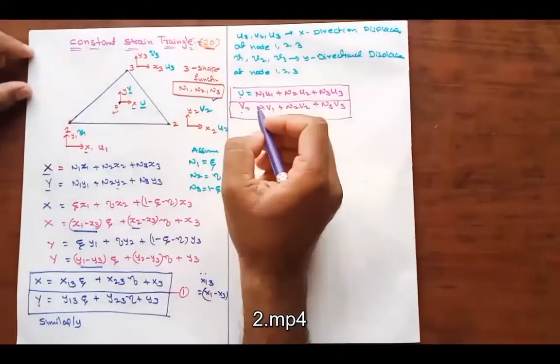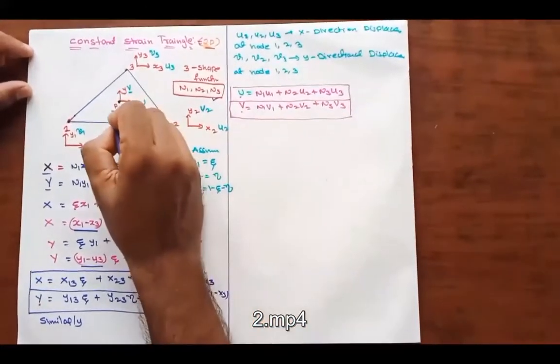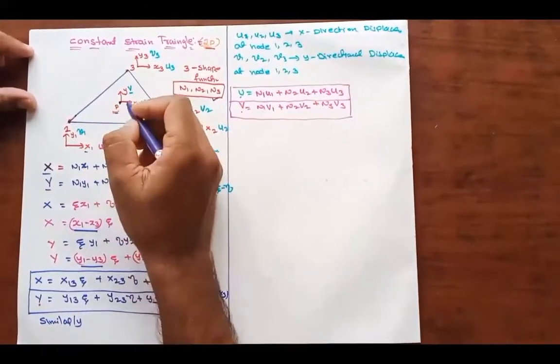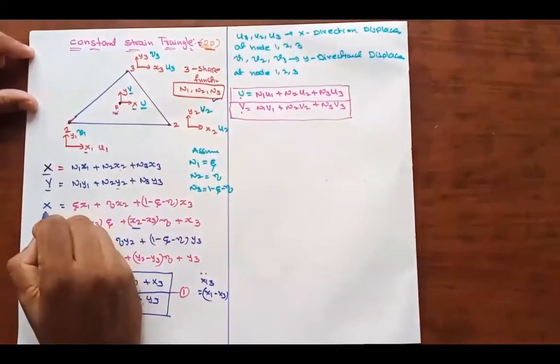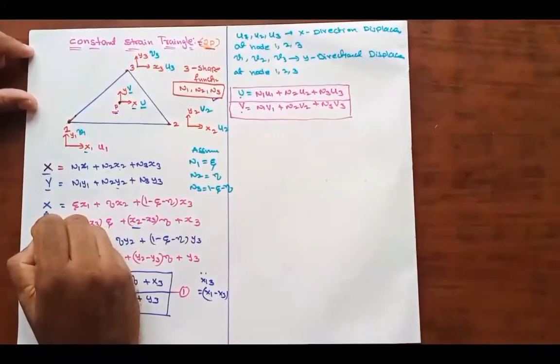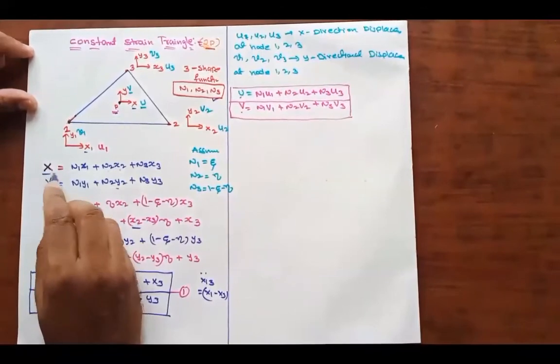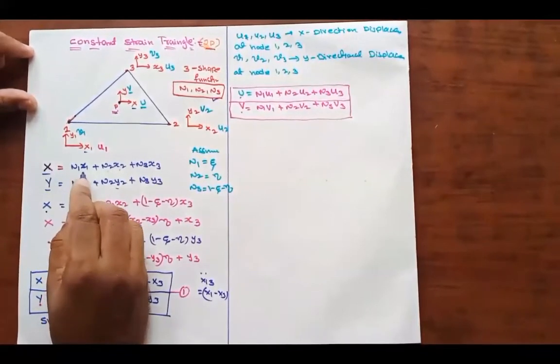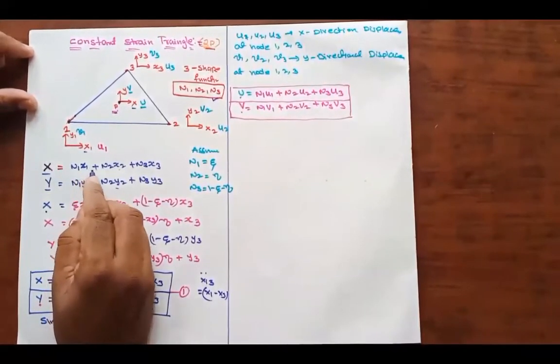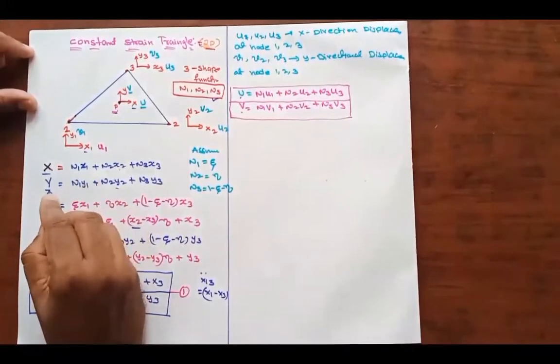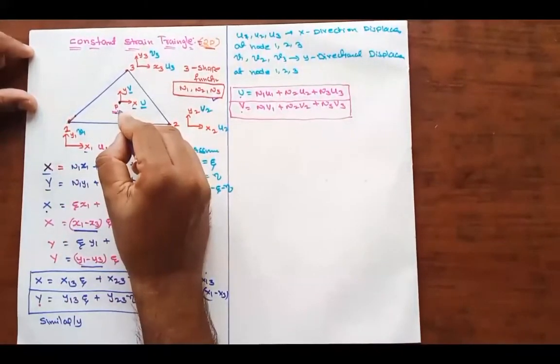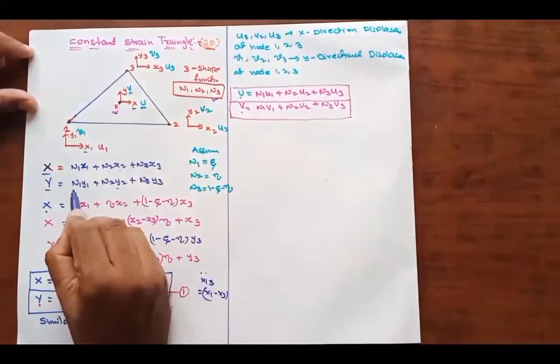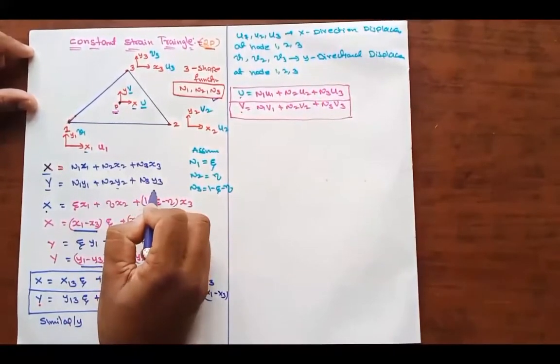At this point, I have defined that at a given point P, the x parameter is a function of the shape function as well as the nodal coordinate values. Similarly, the y at a given point P is written as a function of the shape function and the nodal coordinate values in the y direction.